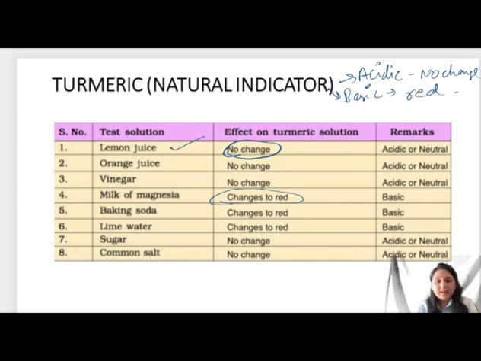That's how we can find out whether the solution is acidic or basic in nature with the help of turmeric. Before using turmeric, you have to make the thin strip with the help of water and turmeric paste. If we use these strips and the color does not change, we are getting the same yellow color, that means the solution is acidic. And if we are getting the red color, that means the solution is basic in nature.